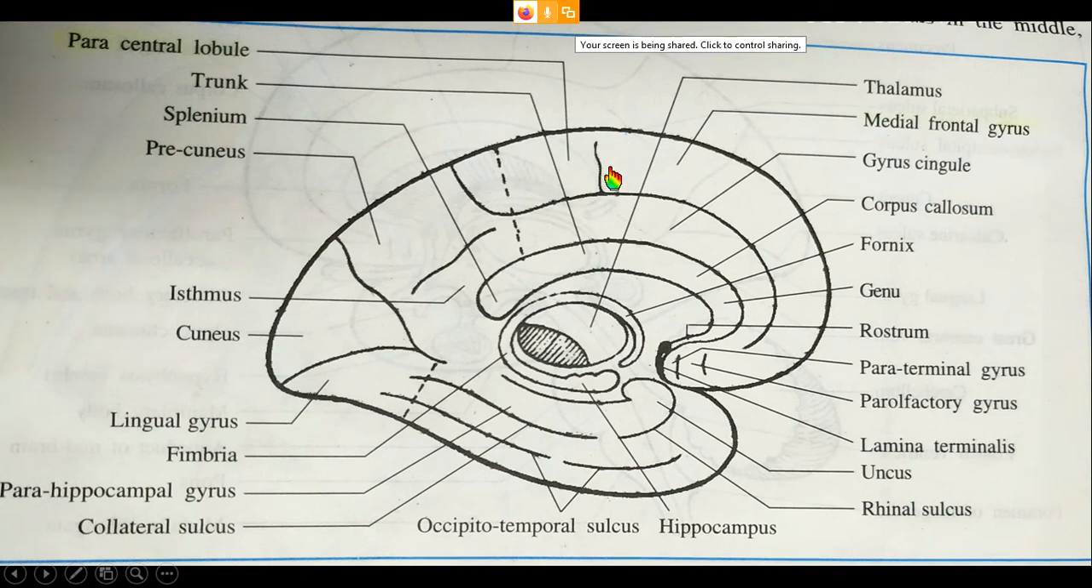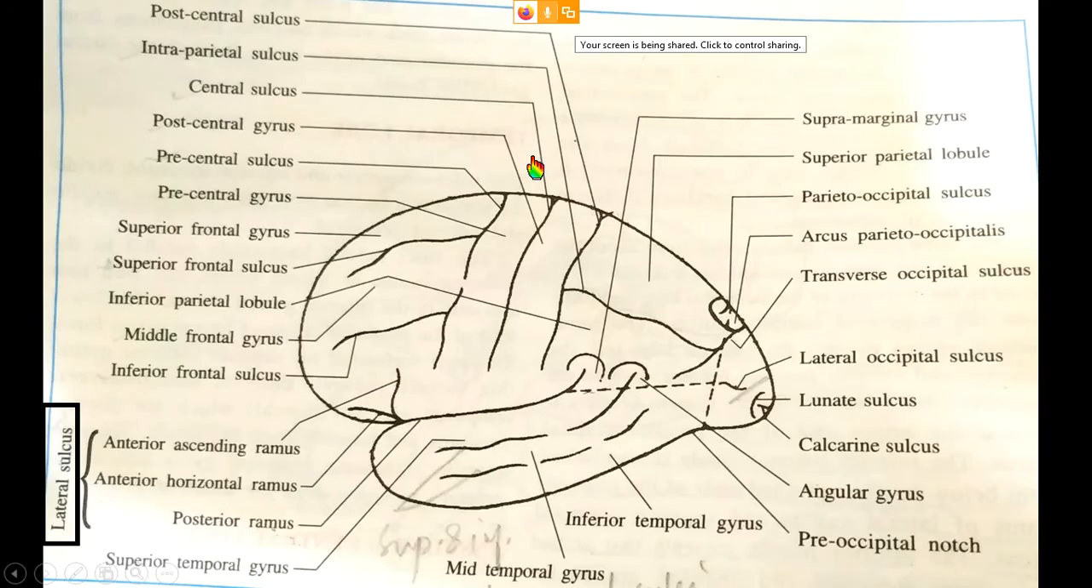Here you can identify the frontal lobe, which is present here. The medial frontal gyrus is showing over here, and behind this is the area into which the superior parietal gyrus, sorry, the superior frontal gyrus, is extending. Then coming to this post-central gyrus, it is extending onto the medial surface, occupying the posterior part of the paracentral lobule.